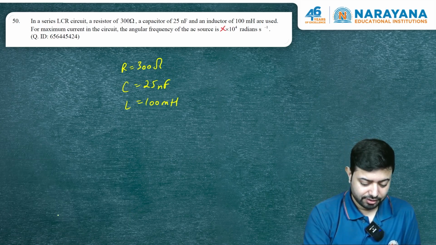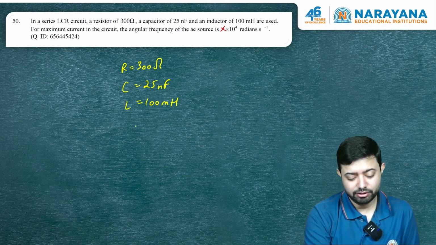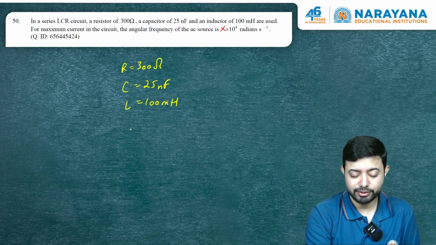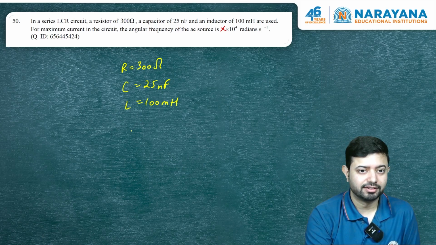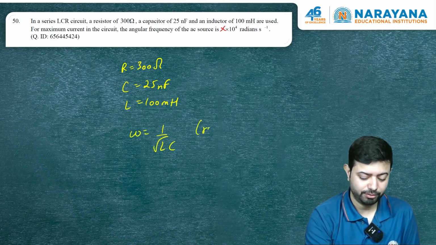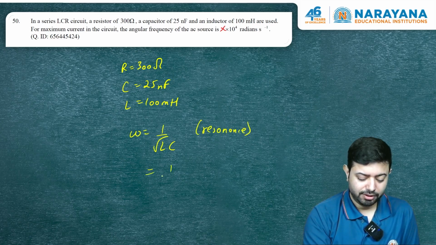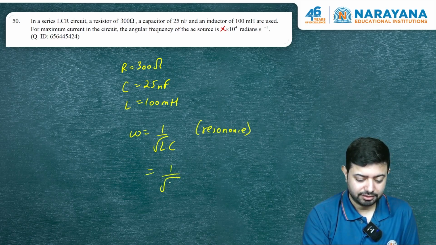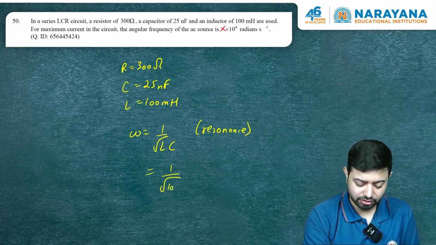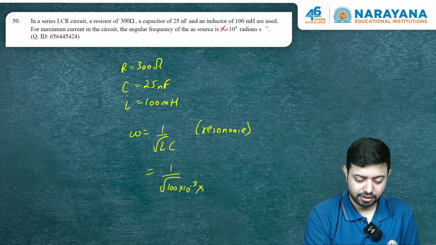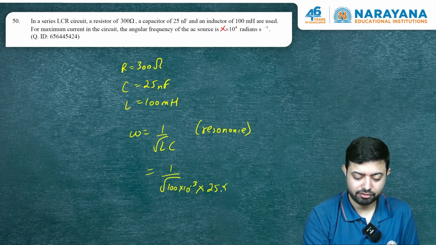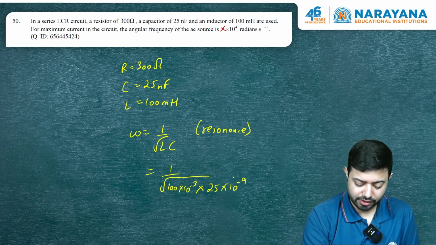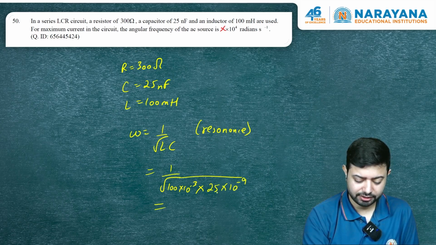Let us see. So, maximum current, when do we have maximum current? When the frequency omega is actually 1 by root LC, right. So, omega will be then 1 by root LC in the resonance condition. I hope you remember, right, resonance condition. So, this is nothing but 1 by root over L, L is 100 millihenry. So, 100 into 10 to the power minus 3, and C is 25 nanofarad, 25 into 10 to the power minus 9. Okay. If you simplify it, then what is this?